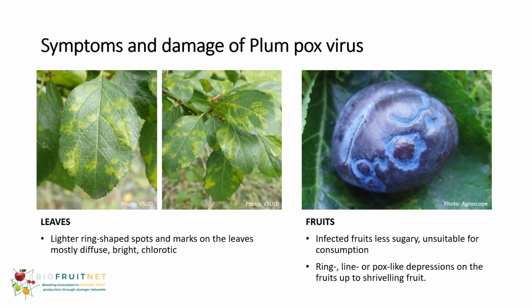Symptoms of the plum pox virus disease include lighter ring-shaped spots and marks on the leaves. Infected fruits are noticeably worse tasting and less sugary, unsuitable for consumption. Fruit deformation can also appear as ring, line, or pox-like depressions on the fruits, up to shriveling of the fruits. Damaged fruits fall prematurely to the ground.